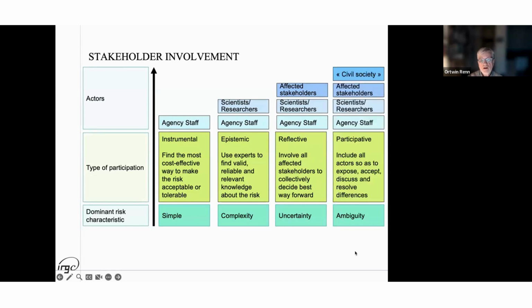And the last thing is you have a lot of ambiguity, let's say, on genetically modified organisms or things where even the benefits are controversial. Then you also need to have civil society involved, and you have a participatory discourse, and include all actors who have to expose, accept, and discuss and resolve differences. So this is the one where we need a lot of public input, because it depends on the evaluative criteria whether you will take the risk or not, so much on the extent of the risk itself.